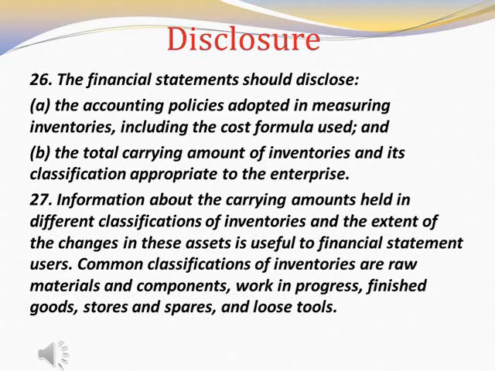Para 27. Information about the carrying amounts held in different classifications of inventories and the extent of the changes in these assets is useful to financial statement users. Common classifications of inventories are raw materials and components, work in progress, finished goods, stores and spares, and loose tools.